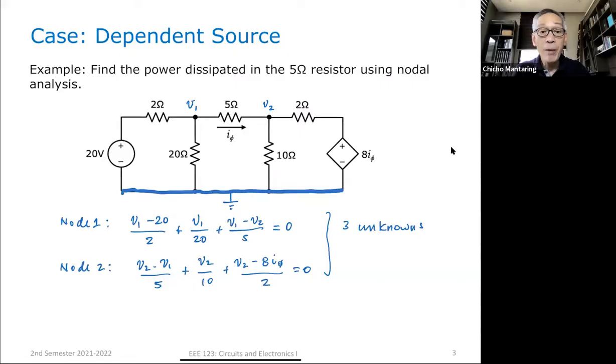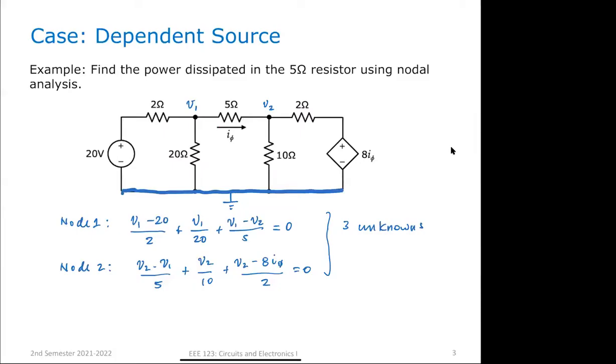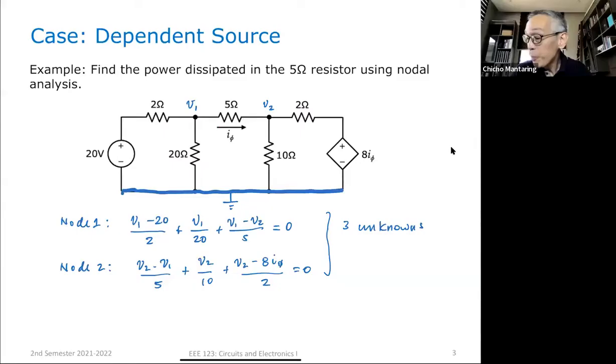Is it really a problem? It's not really a problem, because one of my unknowns, which is I sub t, can be expressed in terms of my node voltages. Can I ask Joseph to tell me what my expression for I sub t will be in terms of my node voltages? The problem is we have 2 equations and 3 unknowns: V1, V2, and this one.